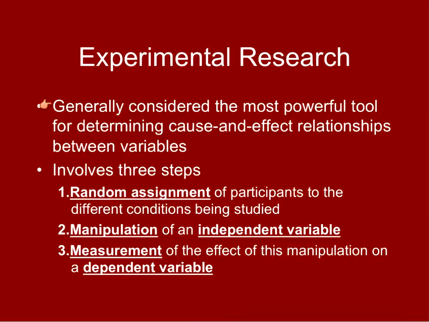Experimental research, as it says on the slide, is generally considered the most powerful tool. And the most powerful tool is why I call it the gold standard. For determining what? For determining cause and effect relationships between variables. If you want to show that A causes B, you want to do a nice, robustly designed experimental research design. Now, built onto the side here is a statement that experimental research involves 3 steps. It can actually include a 4th step that I would label here as step 0.